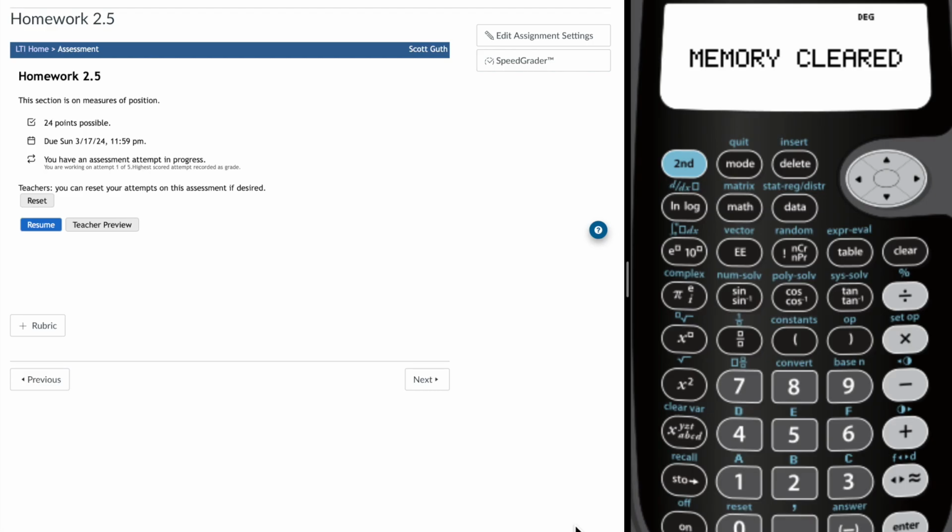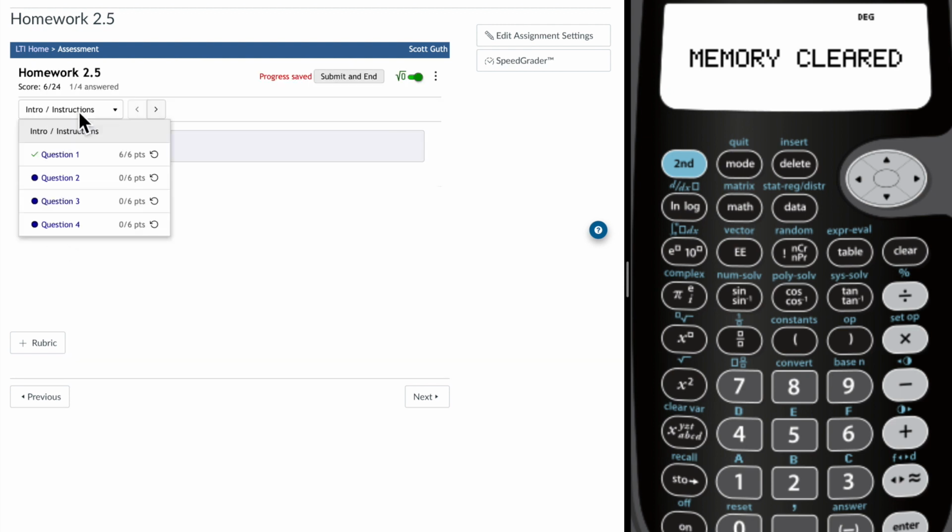Okay, hi everybody. Just wanted to quickly do another homework problem in 2.5. This one I wanted to do on a TI calculator, and I've got my emulator here with the memory already cleared. Just remember, you do on and clear simultaneously to wipe the memory. And I'm going to go ahead and jump into the homework.